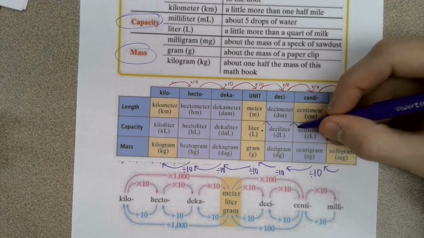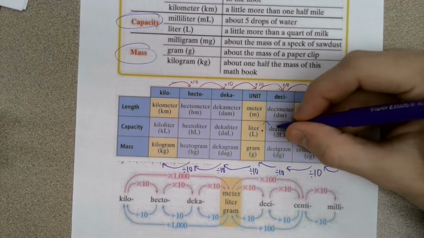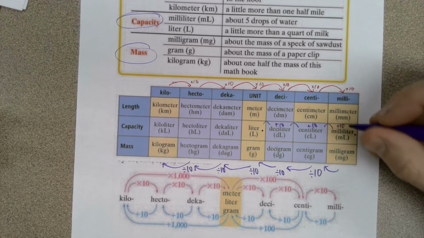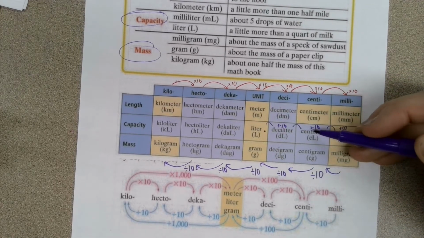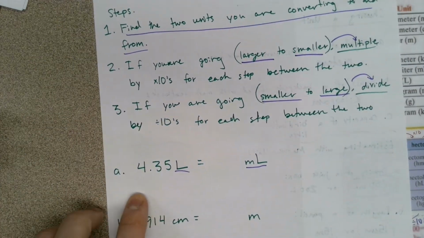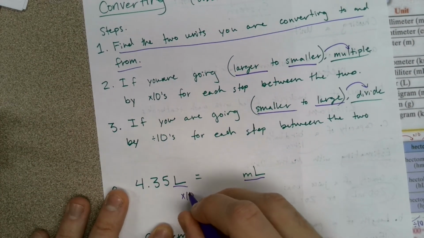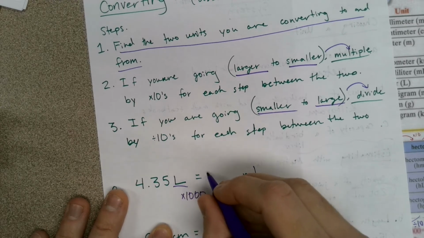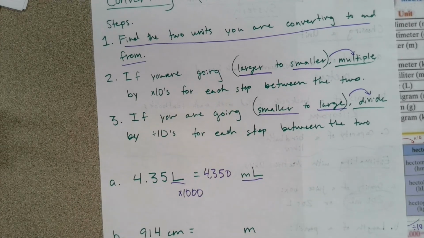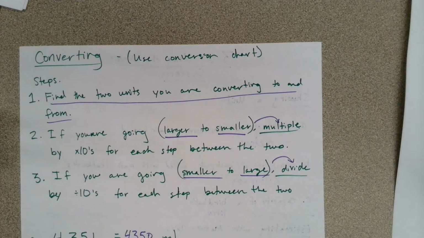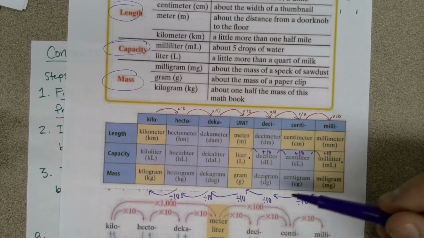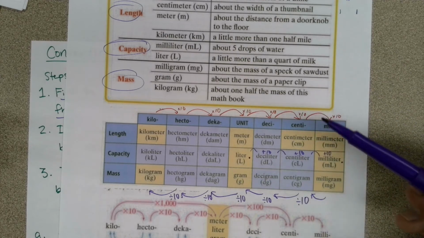So that's times 10, times 10, times 10, three times. I know that's the same as times 10 is 100, times 10 is 1,000. So I'm going to do liters times 1,000. That would get us to 4,350 milliliters. I counted the amount of steps between the two units and multiplied this time. If I was going from smaller to larger, I would divide.